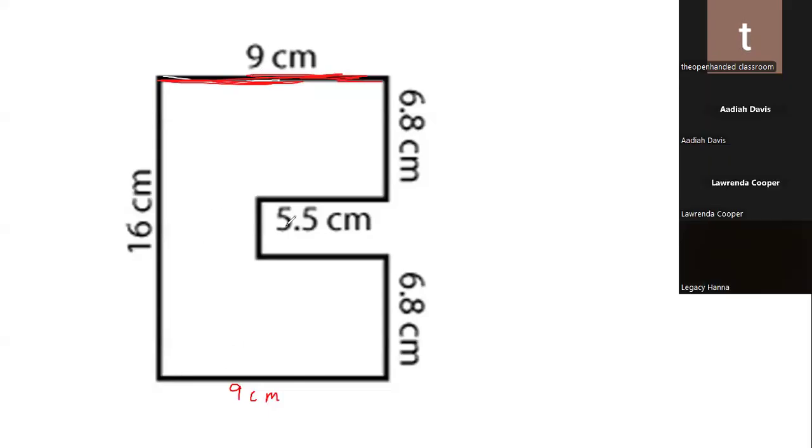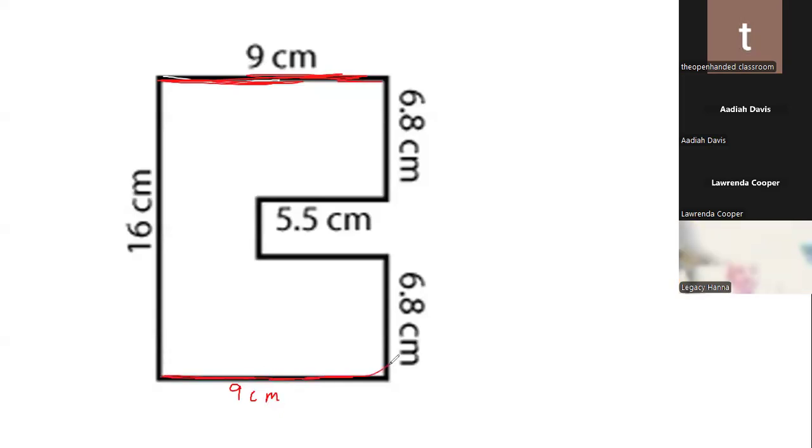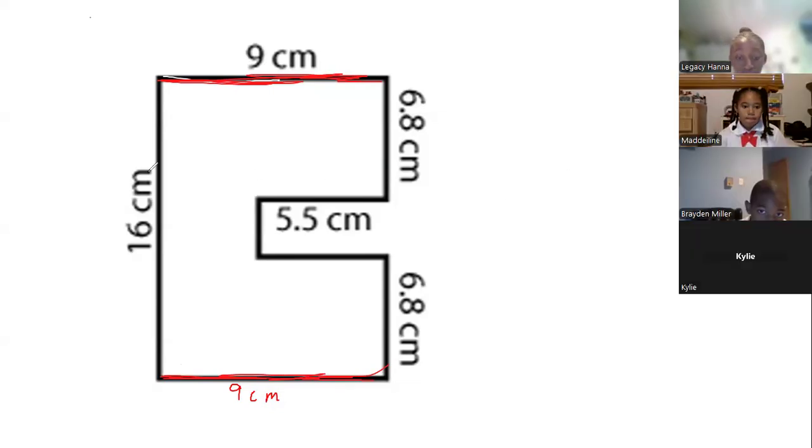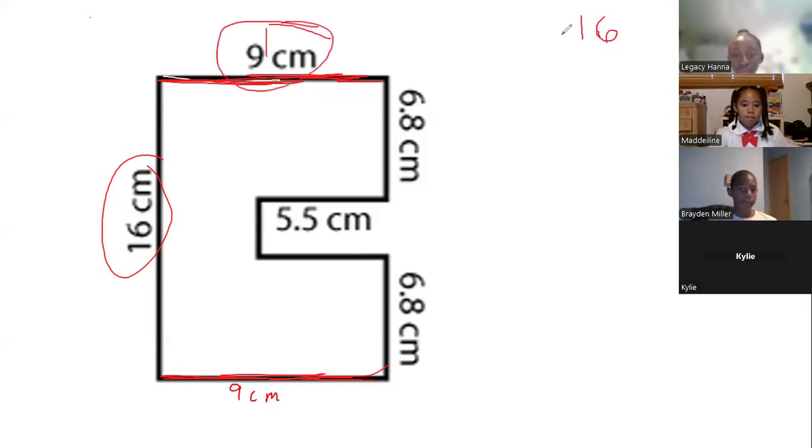So if the top is 9, the bottom would also be 9. All right. So if the top is 9, the bottom is 9. Which means if we're trying to find the perimeter, where is Madeline? Madeline, are you there? Okay, good. If we're trying to find the perimeter, it will be what? 16, right? 16 plus what? Plus 9, plus what?